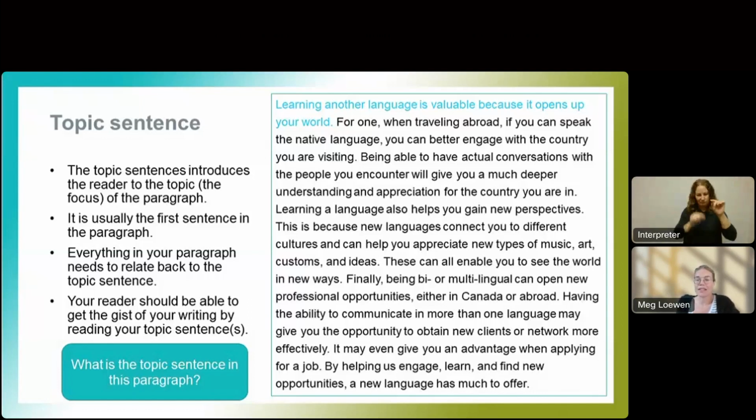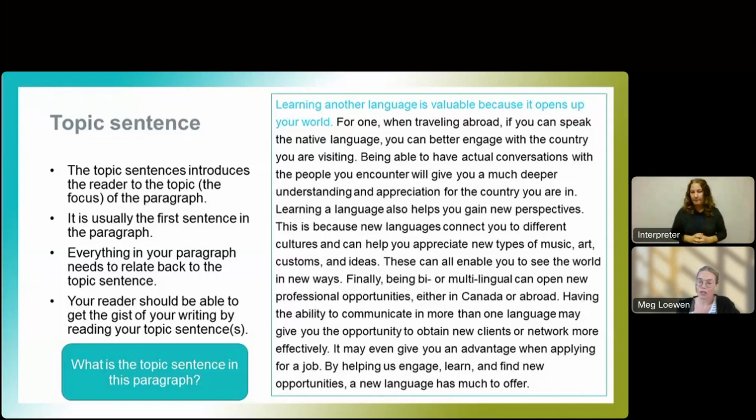A topic sentence is very important because it controls your entire paragraph. Everything else that you now add to this paragraph must relate back to your topic sentence. If it doesn't relate back to your topic sentence, it doesn't belong in this paragraph.